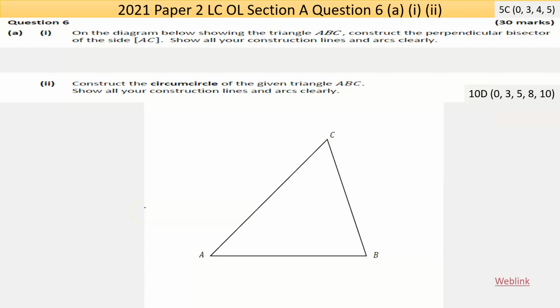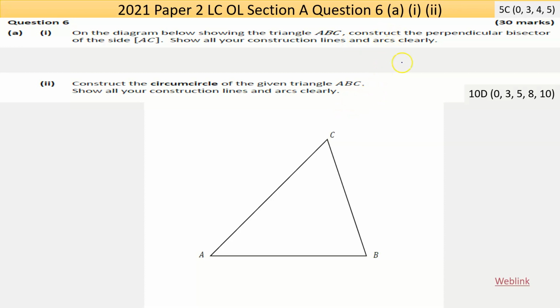So question 6 here looks like a geometry question, and we have part A, 1. On the diagram below, showing the triangle ABC, so this is triangle A, then B to C. Okay, so I get what's going on here. Construct the perpendicular bisector of the side AC. So that's this side here. Show all your construction lines and arcs clearly.